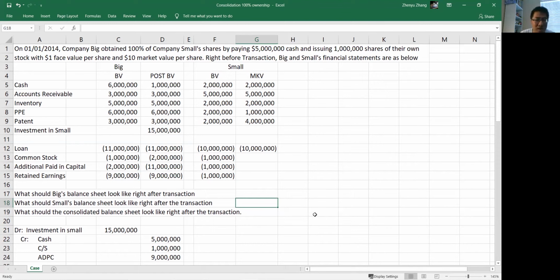So in this case, right, did Small receive cash? No. AR change? No. PPE, new PPE, sold PPE? No. Patent? Nothing happened. Do they have investment? Not at all, right? So same, they didn't borrow money, they didn't pay off loan. There's nothing changing the common stock.